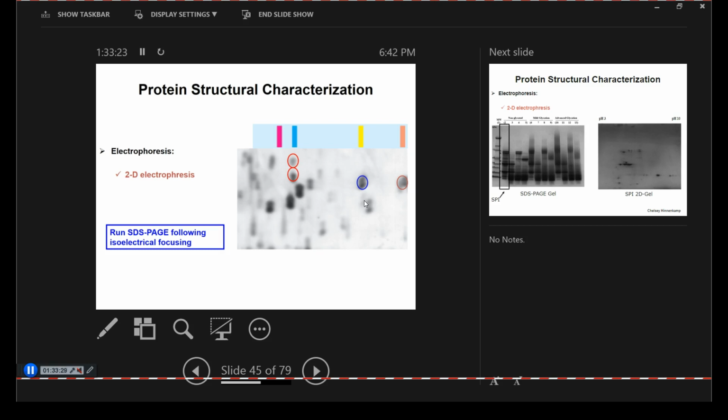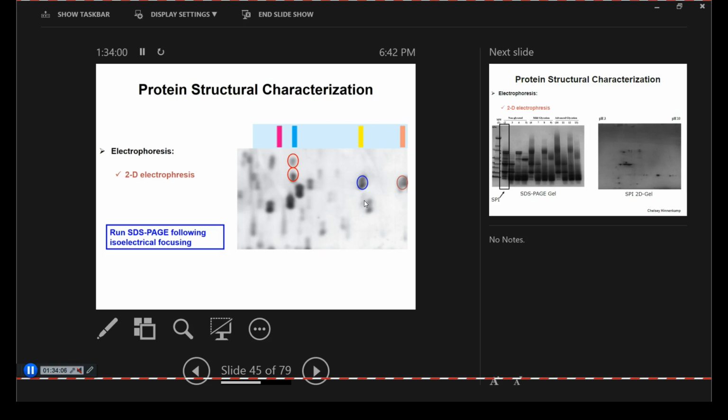Often proteins can be similar in molecular weight. Some proteins are similar in charge. So to enhance the separation and identification of the proteins, we separate them first based on their isoelectric point, and then we run them on a regular SDS gel and separate them based on size. If you see here, these two proteins, if we ran them on a regular SDS gel, they won't be separated because they have the same molecular weight.